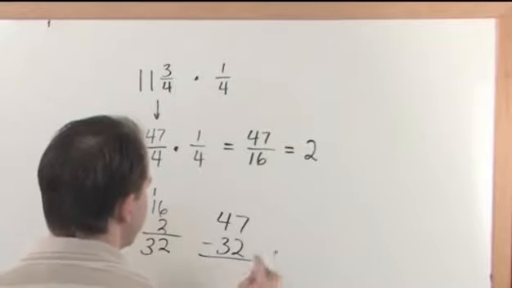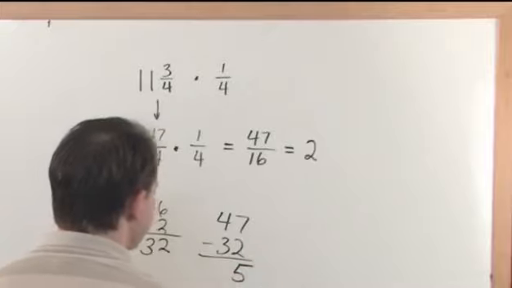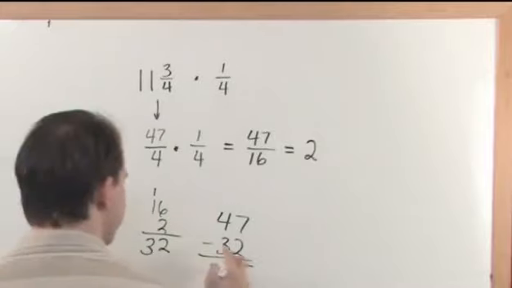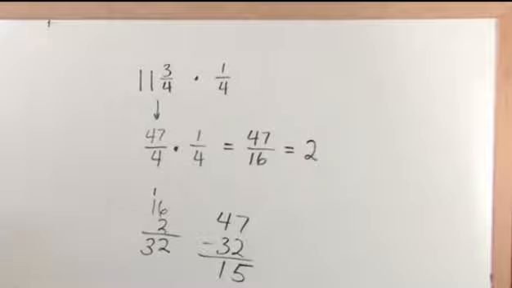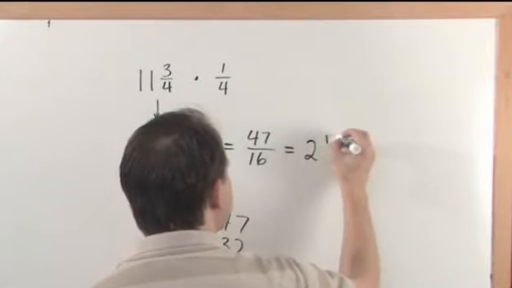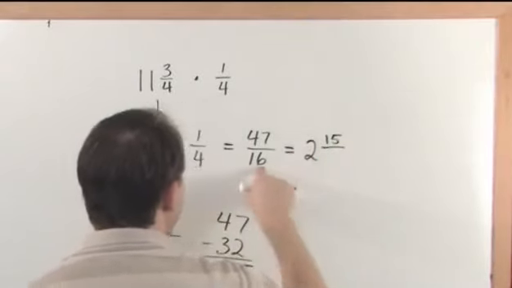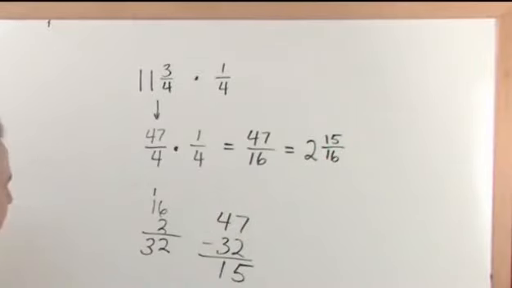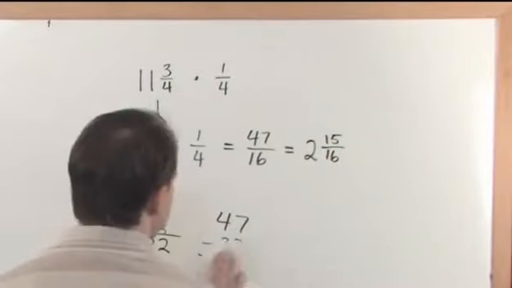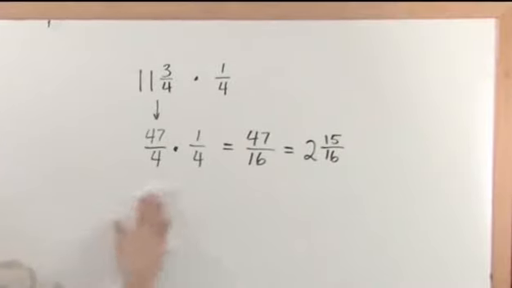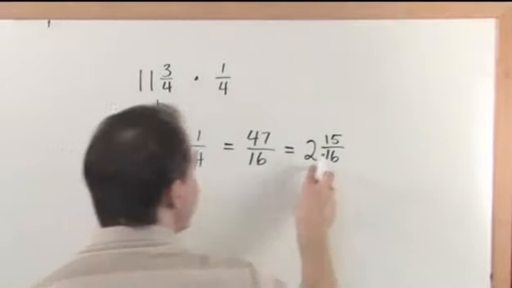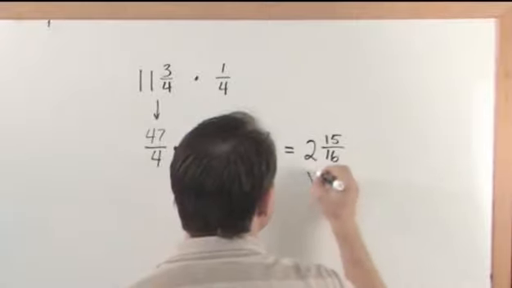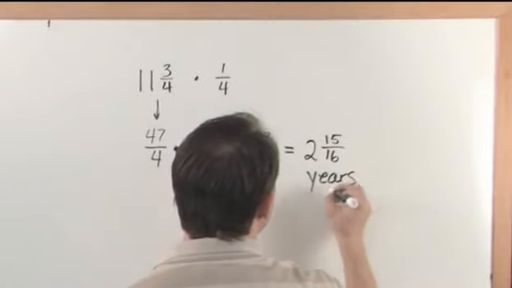So 7 minus 2 gives you 5, and 4 minus 3 gives you 1. So we have 15 left over. So since we have 15 left over, we write it here, and we just write it over our denominator, just like we've always been writing it, and that's how you convert back. So to summarize, your age is 2 15/16 years old.